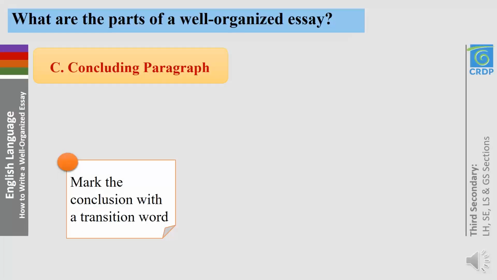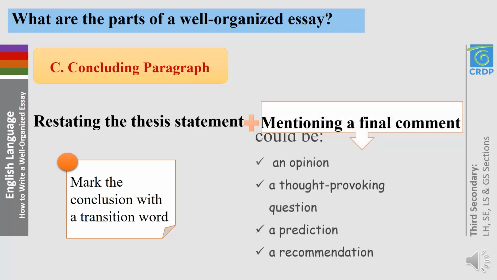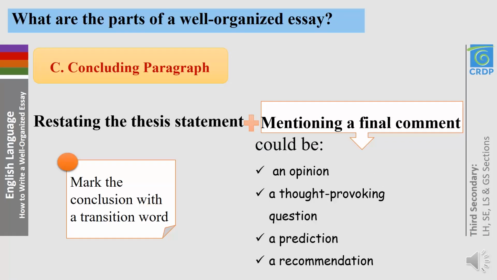The last component of a good essay is the concluding paragraph. As a writer, here it's your chance to remind the reader of your thesis statement and to bring the essay to a natural and graceful end. So, a concluding paragraph restates the thesis statement and mentions a final comment. This final comment could be an opinion, a thought-provoking question, a prediction, or a recommendation.